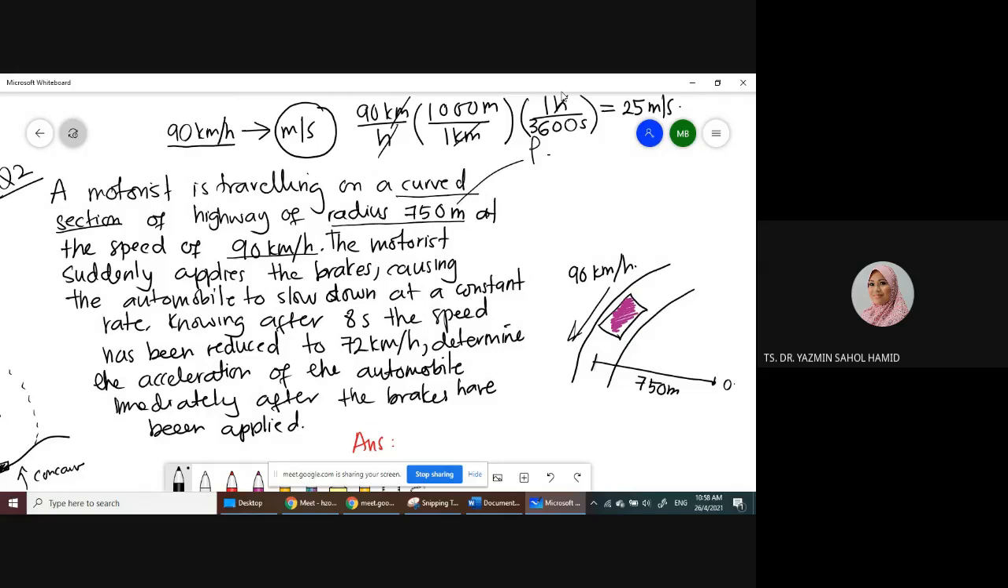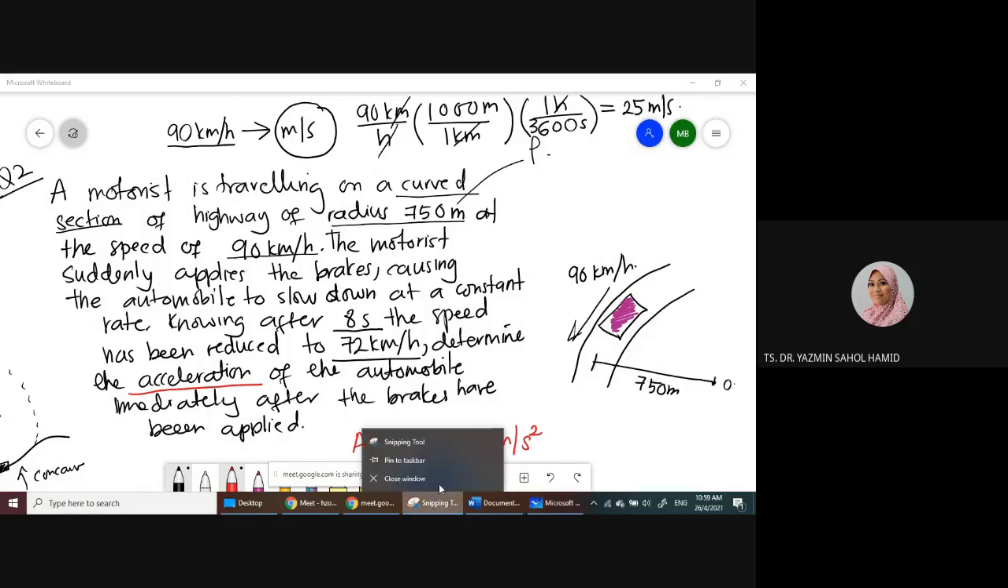The motorist suddenly applies a brake, causing the automobile to slow down at a constant rate. After 8 seconds, the speed has been reduced to 72 kilometer per hour. So this 72 kilometer per hour you also have to change unit. Now the question is, determine the acceleration of the automobile immediately after the brakes are applied. So it wants the answer for acceleration. The answer for acceleration is 1.041 meter per second squared. Okay, so this is the answer.